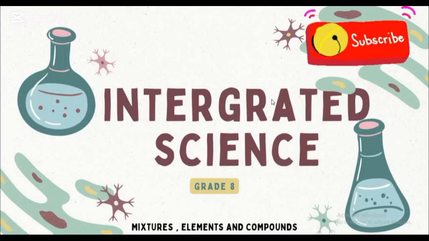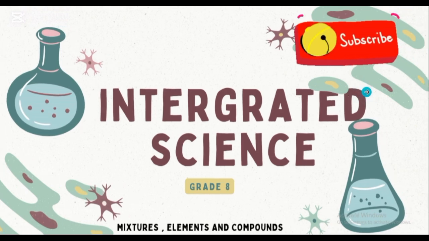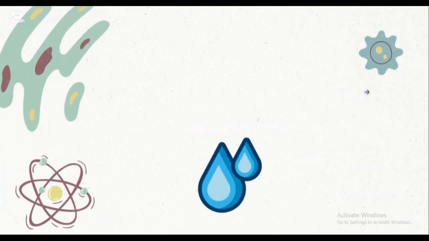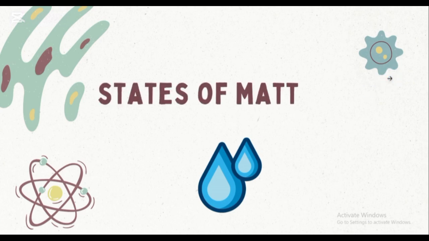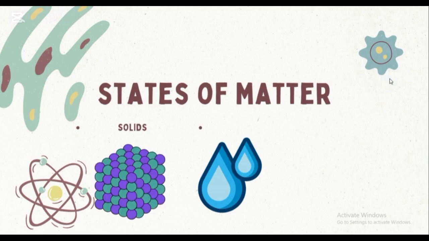In today's video, I'm going to take you through the very first topic in grade 8 science, which is on mixtures, elements, and compounds. And we're going to start with our very first substrand, which is on the properties of matter. So we're going to start by discussing the various states of matter. We usually have three states of matter. We have solids, we have liquids, and we have gases.